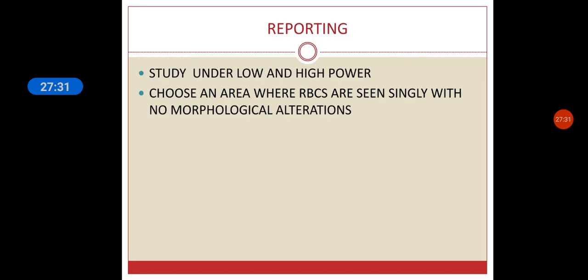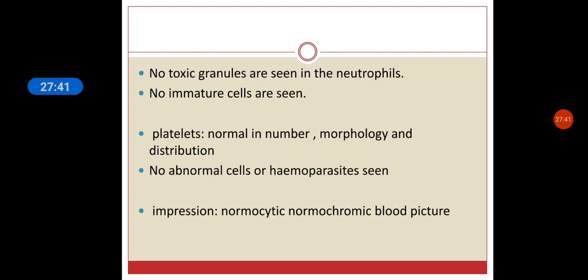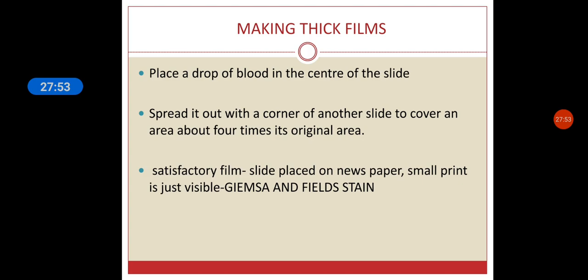So reporting, as I told you earlier, you should follow that reporting format. This is the reporting format. All these things should be included, right? And then at the end, you go in for the impression. What is impression? Normocytic, normochromic blood picture, or if the peripheral smear is within normal limits, you give it as peripheral smear within normal limits, right?